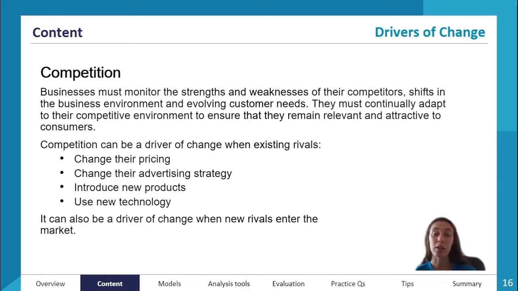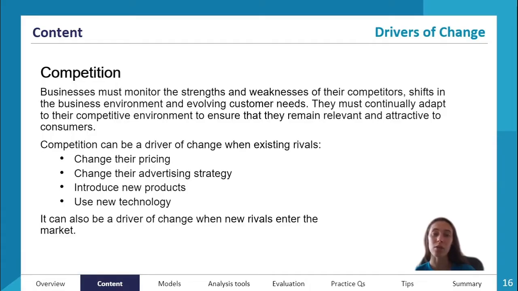So this kind of applies to more than just big business. It can apply to individuals as well. And competition can be a driver of change when those existing competitors change things like their pricing or their advertising strategy. Maybe they introduce new products. That could be through innovation that they do, research and development that they do to find new products to create, and then using new technology as well.